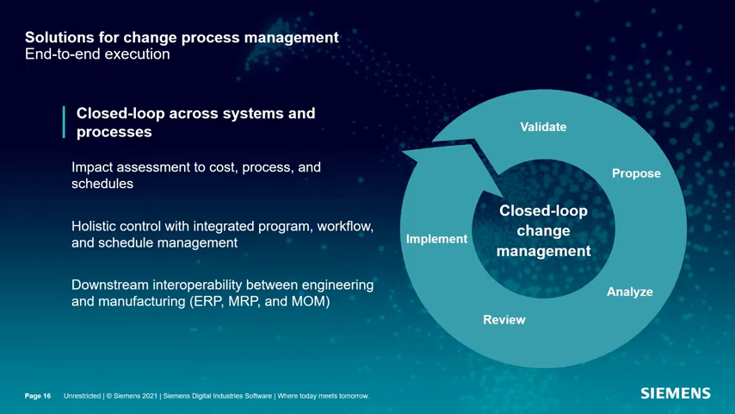With downstream interoperability, Teamcenter change management interoperates with downstream systems like ERP, MRP, and MOM. Teamcenter is where you can do your manufacturing planning and simulation, and then ERP, MRP, and MOM is where you can do your execution, with closed-loop change management across all your systems and processes.